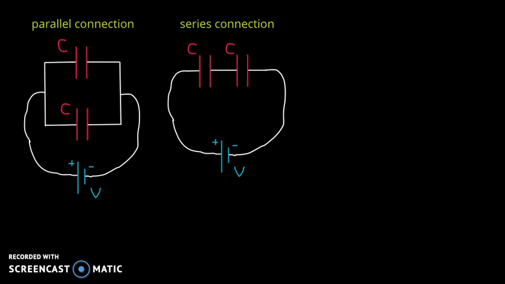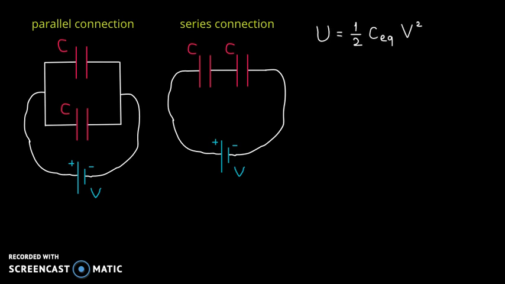So we are going to look at some quantities such as energy, charge, and electric field for these two different types of connections. And in both cases, the group of capacitors is connected to the same potential difference V. First, let's look at the potential energy stored in each case and compare the two.